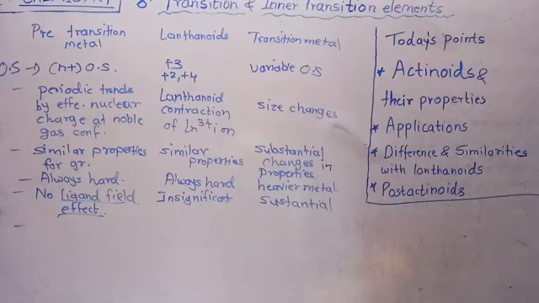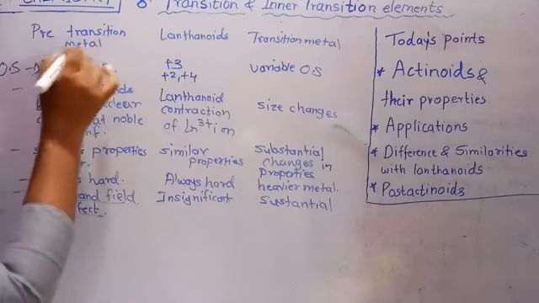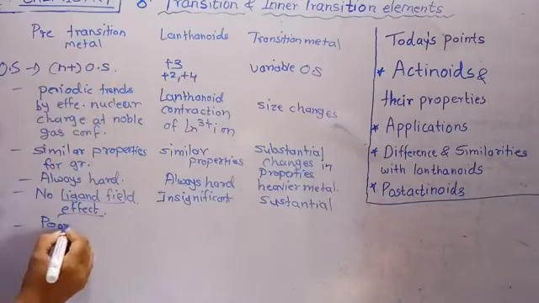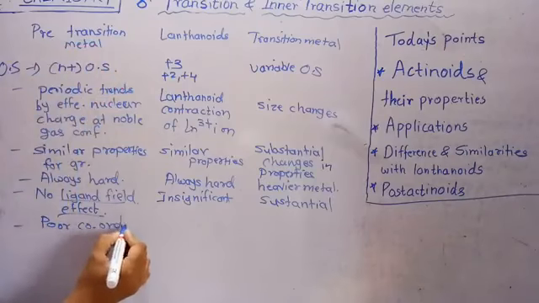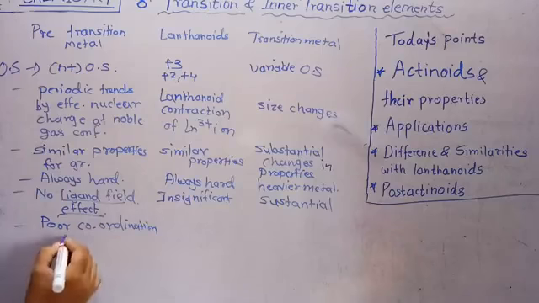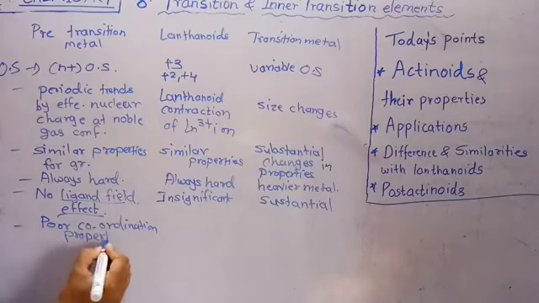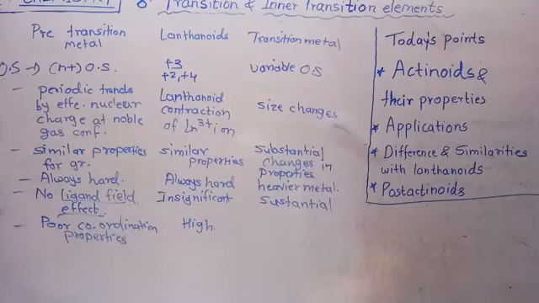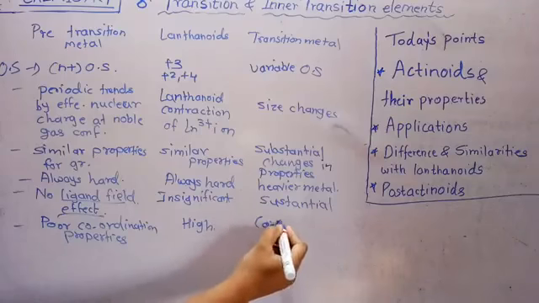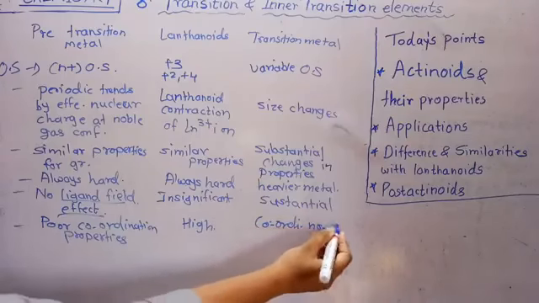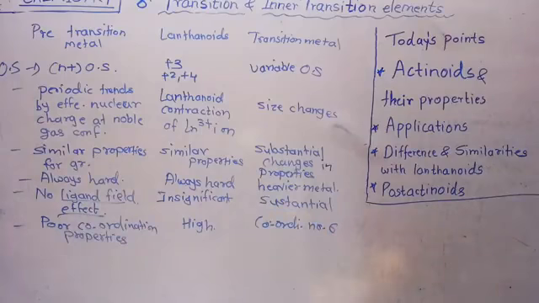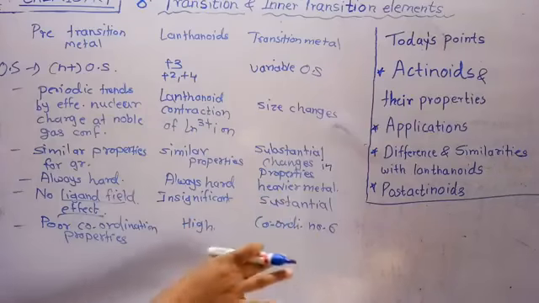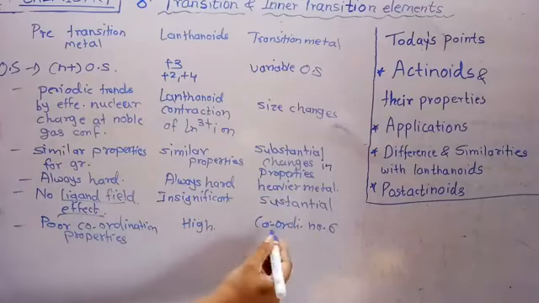The next one. Poor coordination property for pre-transition metals. The lanthanoids show a high coordination property, and for transition elements the coordination number 6 is typically the maximum.